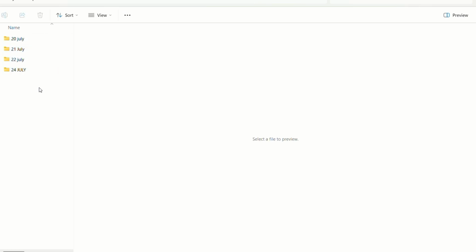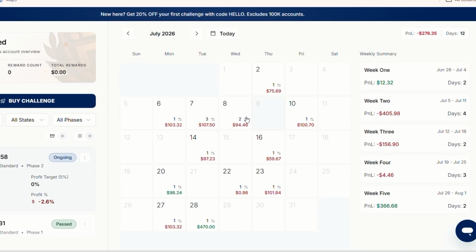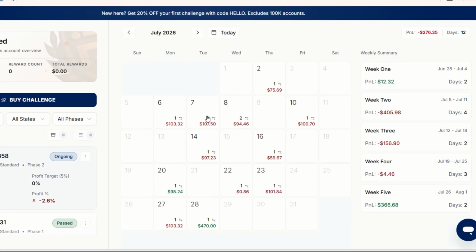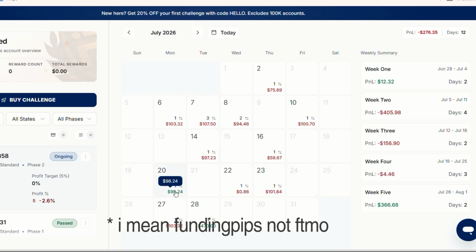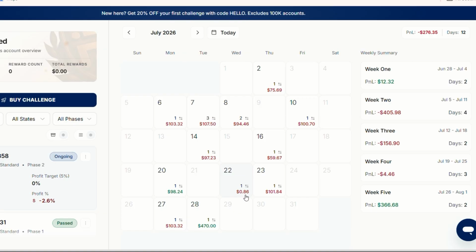Okay, for week 4, this is how it was. This is my calendar on my FTMO challenge phase 2. This is the week 4 that we had. We had a win on Monday, $98. We had a break even, negative $1.